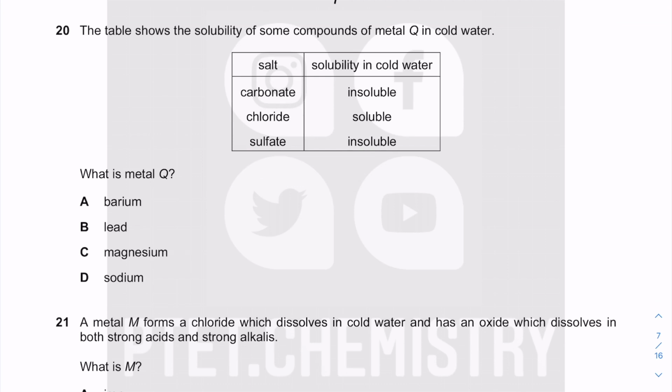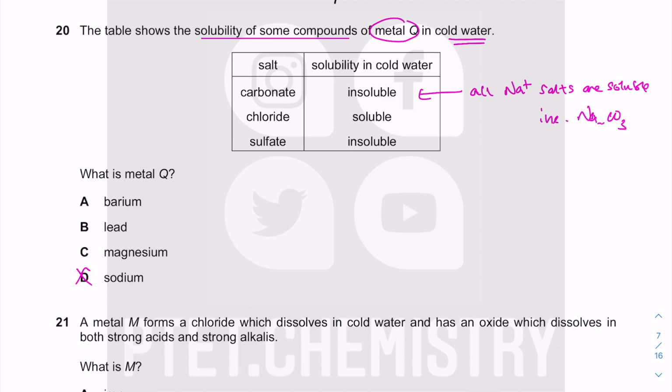Question 20, so we have some solubility here of metal Q in cold water. So the carbonate itself is insoluble, so I can cross out sodium because all sodium salts are soluble in water, including Na2CO3. Na2CO3 is sodium carbonate, Na+ CO3 2-. The chloride is soluble, so all chlorides are soluble except for lead(II) chloride. So PbCl2 is a white precipitate. Silver chloride is also a white precipitate. Both of these chlorides are insoluble in water.